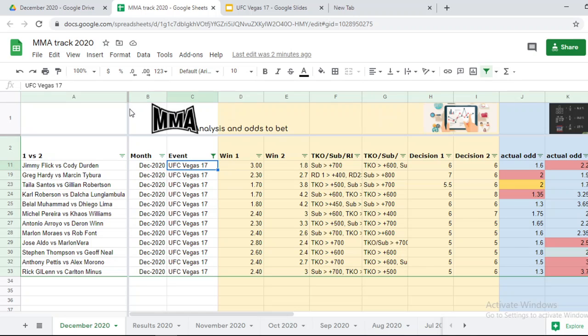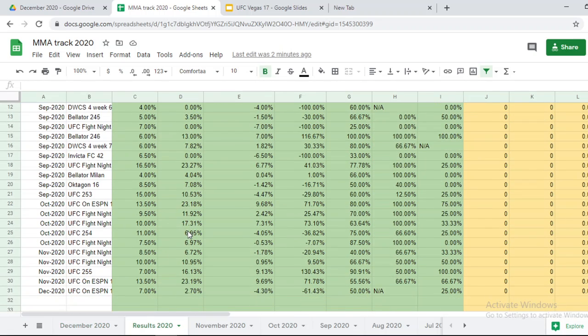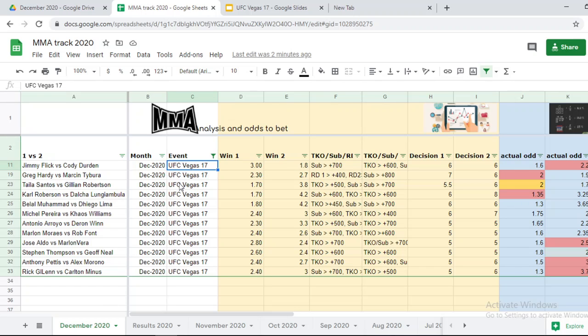This is just afterwards, because I will record all my results in these metrics here, but as of now I don't think this matters much. In this column here I have each guy, right? So 1 versus 2. 1 in this case would be Jimmy Flick, and 2 in this case would be Cody Durden.